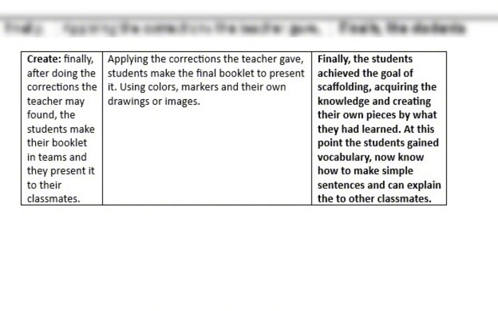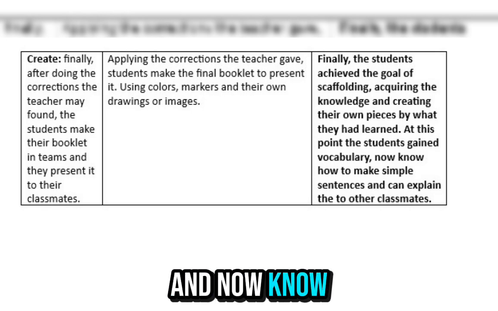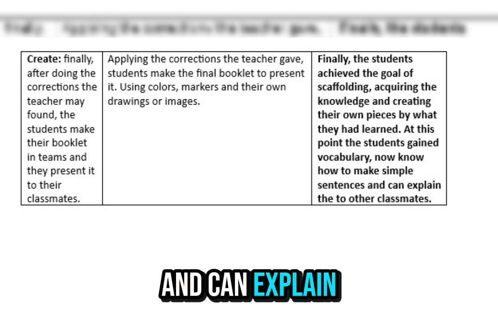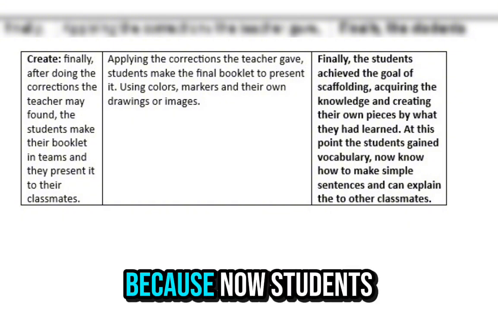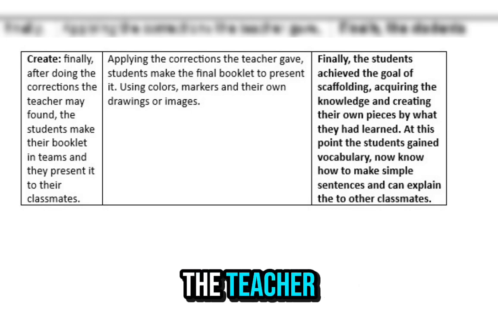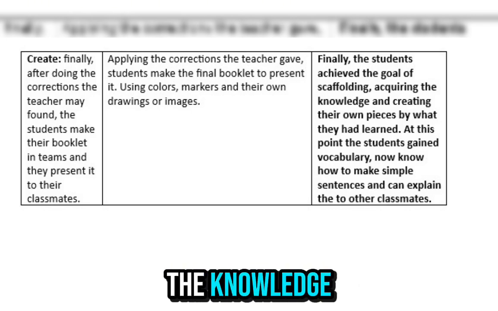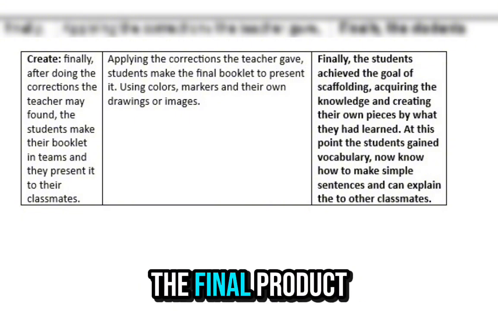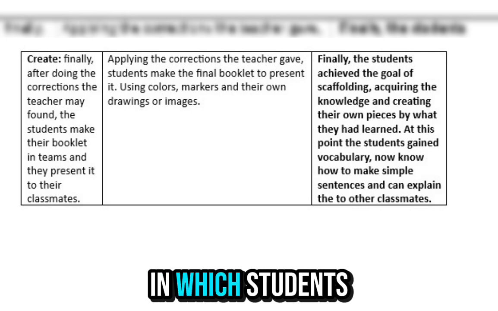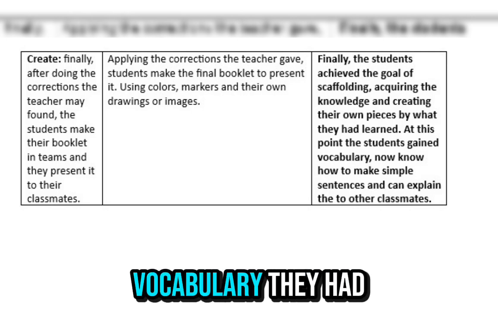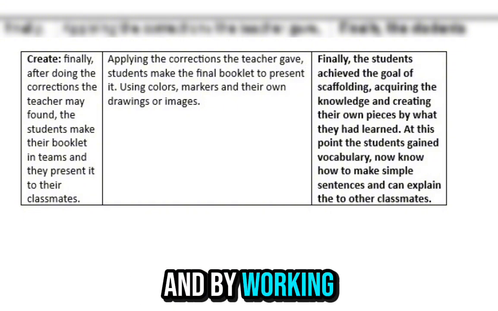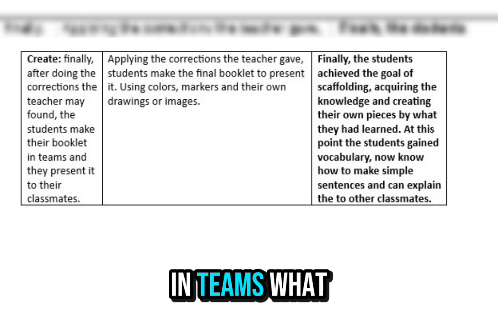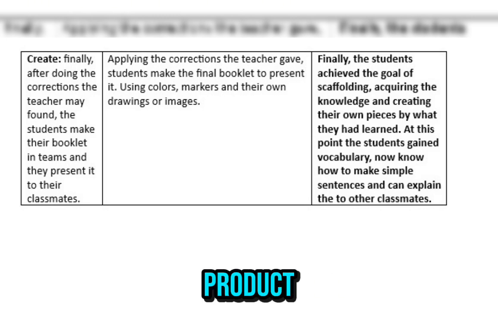At this point, students gained vocabulary and now know how to make simple sentences and can explain them to the other classmates. This is the final and most important stage of scaffolding because now students are independent of the teacher and they are able to apply the knowledge they had acquired through the class by themselves. In this case, the final product is the booklet, in which students now apply the vocabulary they had seen before, they apply the structure they have seen before, and by working together, now students apply in teams what they had seen in the final product.